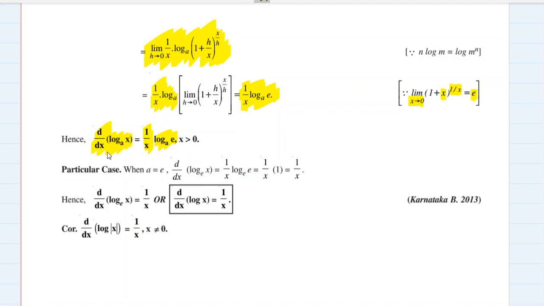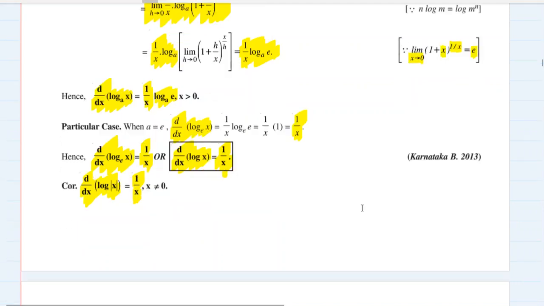When a is equal to e, the answer is just 1 by x, because a will be replaced by e in the answer also, and log of e to the base e is nothing but 1. So d by dx of log of x to the base e is just 1 by x, or d by dx of natural log x is 1 by x. There is one more corollary of this: d by dx of log of mod of x is also equal to 1 by x.